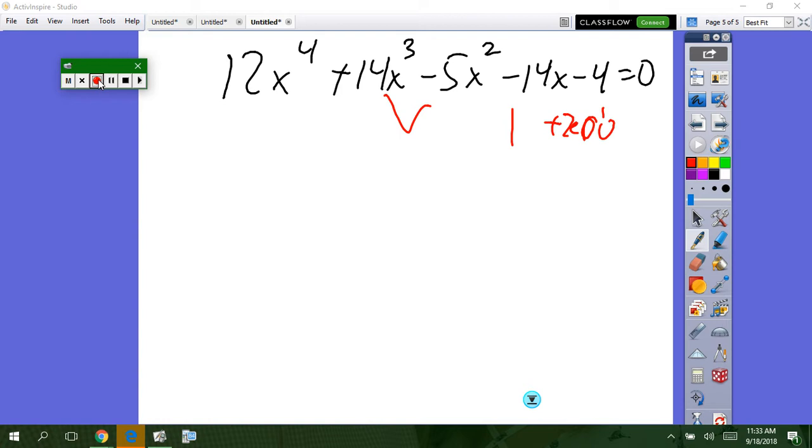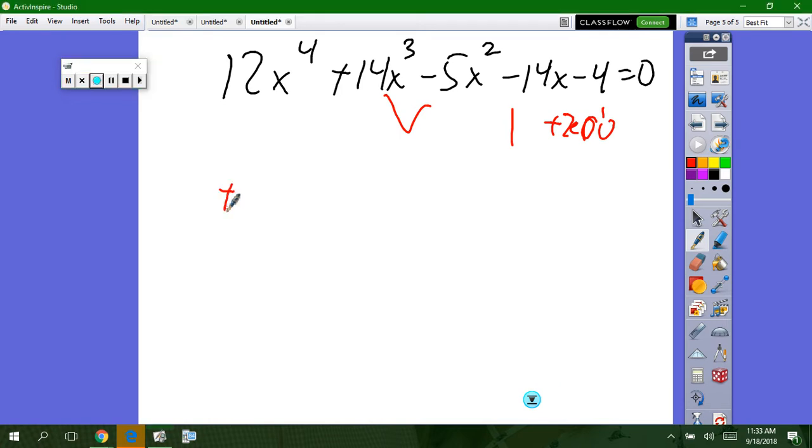Okay, here we go. So for the negatives, once again, is it going to stay the same or change? Same, so it's going to be a positive. Stay the same or change? Change. Same. Change. Same. So how many sign changes? 1, 2, 3. So I have what? 3 or 1 negative zeros. Does everybody understand how I got that? Once again, how is that helpful?